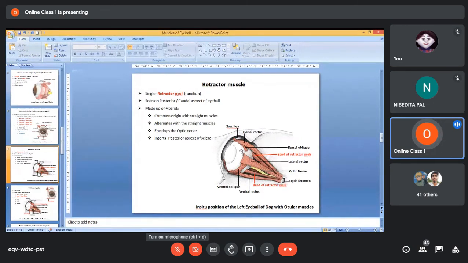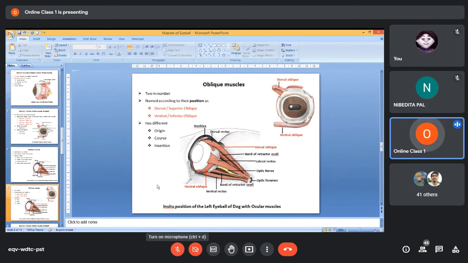On the anterior aspect of the sclera, you will have the cornea. On the posterior aspect of the sclera, you will have the opening for the optic nerve. The optic papilla will be there, and around that optic papilla, these retractor muscles will insert. So they insert on the posterior aspect of the sclera.